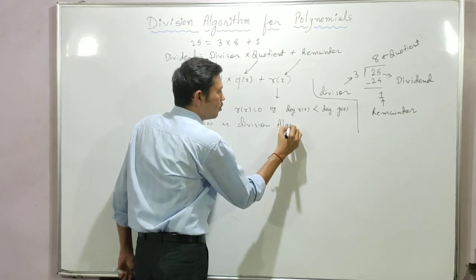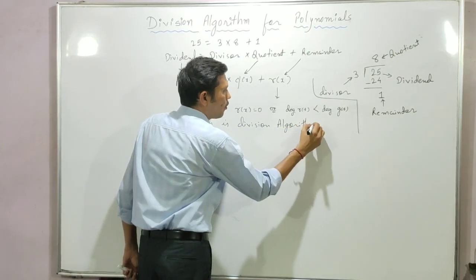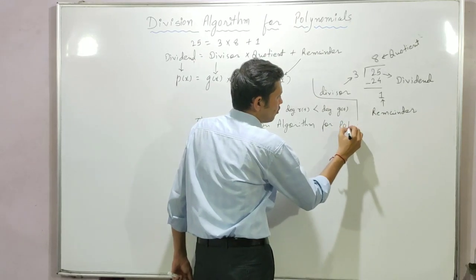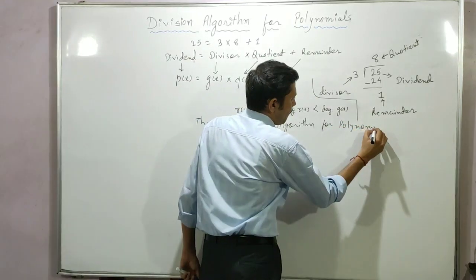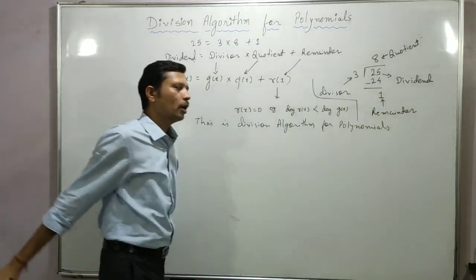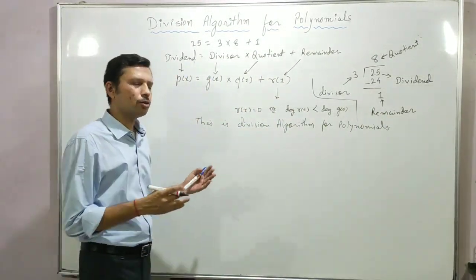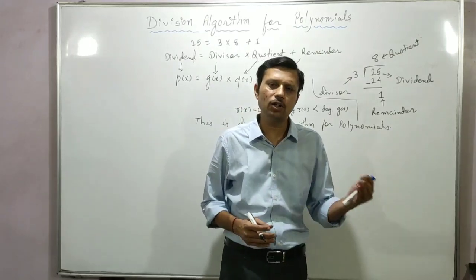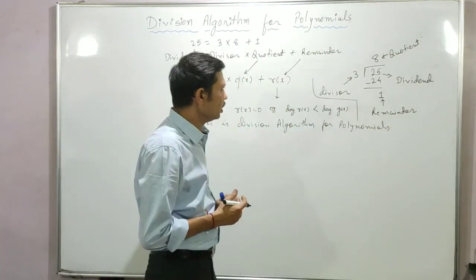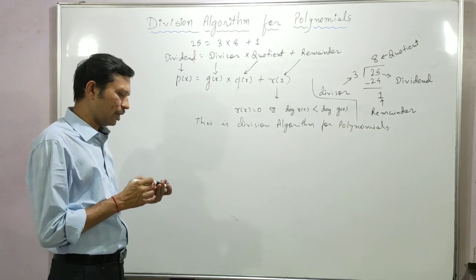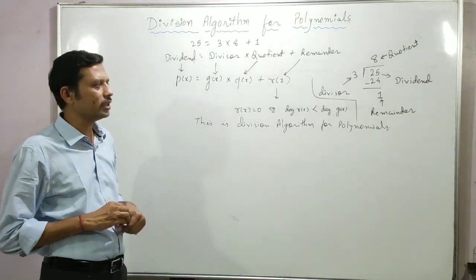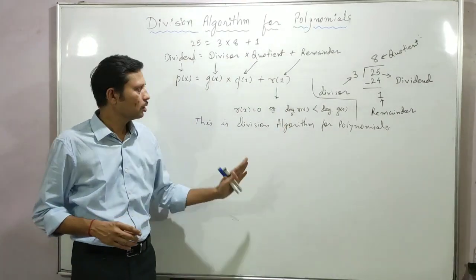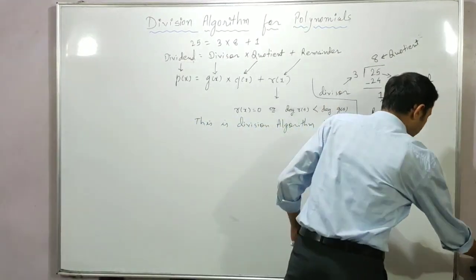So this is what we call the division algorithm for polynomials. Understood? Simple, we have to divide one polynomial by the other polynomial and get the quotient and remainder, right? Now according to that, we have some examples that we have to calculate from our textbook, right? Now understood these things? Now let's do the calculation.